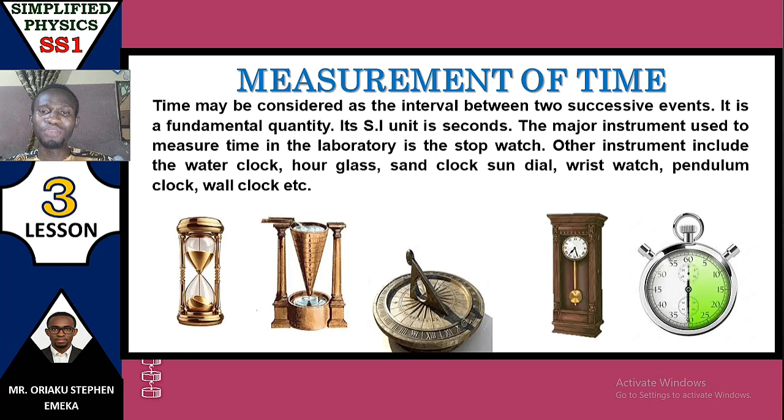So this is a picture of some instruments that we use for measuring time. The first one there is the hourglass. The next one is the water clock. The next one is the sundial. The next is the pendulum clock. And the last one there is our stopwatch.